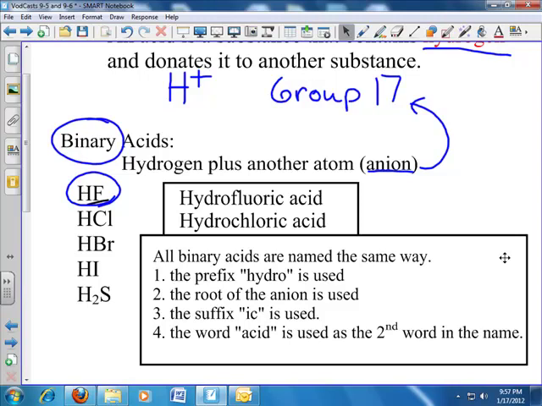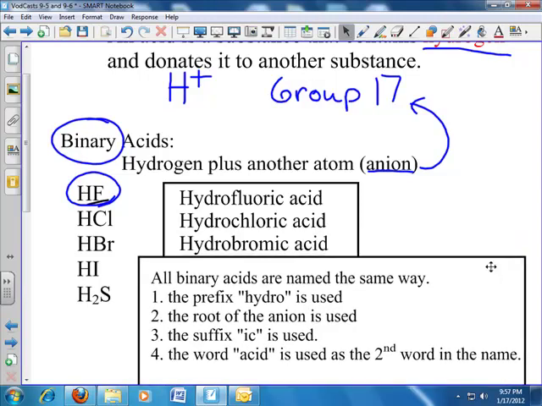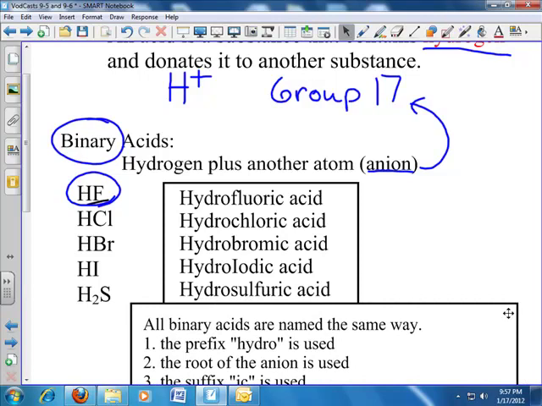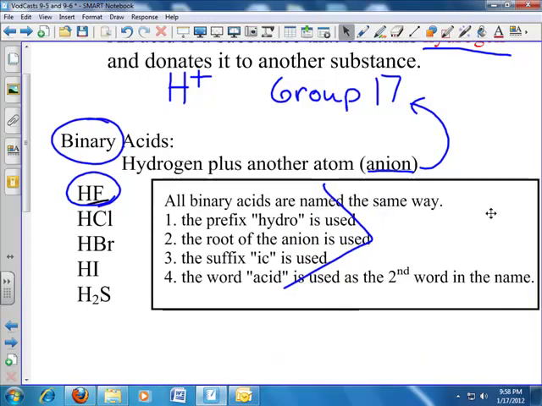HBr, bromine, hydrobromic acid. HI, what do you think? Hydroiodic acid. Okay, and this last one, H2S, is a little tricky, but it's actually called hydrosulfuric acid. And that sulfuric is going to be a little bit of a pain later on. But that's how we name binary acids. And to be perfectly honest, these are the key binary acids that we really need to worry about. Other ones are just some minor ones.